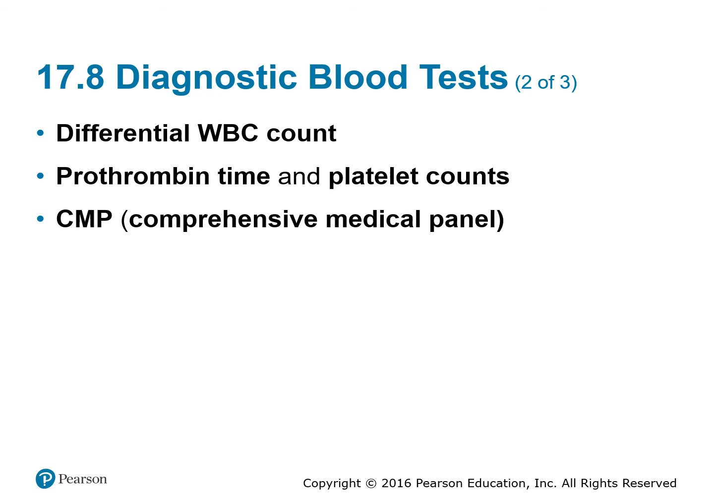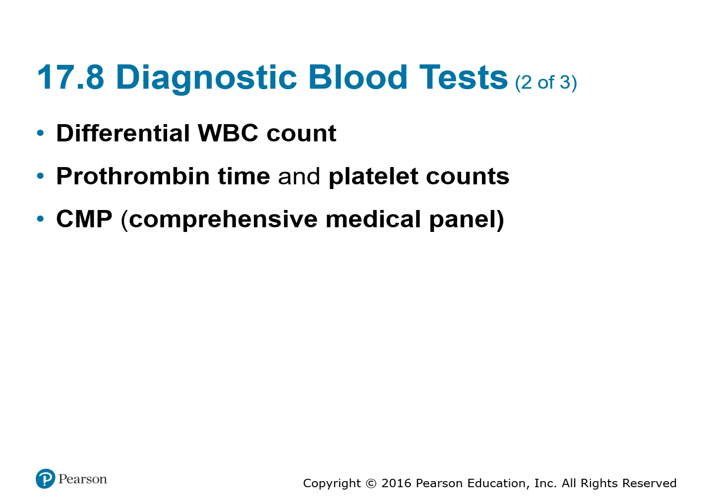As I mentioned, diagnostic blood tests can inform the clinician of multiple things that may be going on with his or her patient. A differential white blood cell count looks at relative proportions of each white blood cell, and increases in specific white blood cell populations can help with differential diagnosis. The prothrombin time and platelet counts assess the current status of hemostasis.